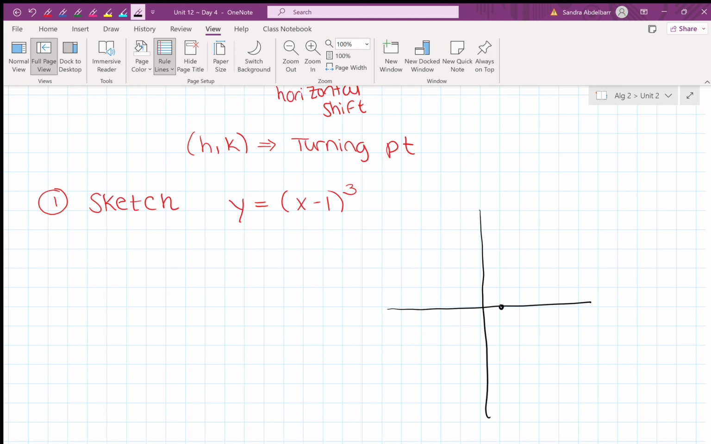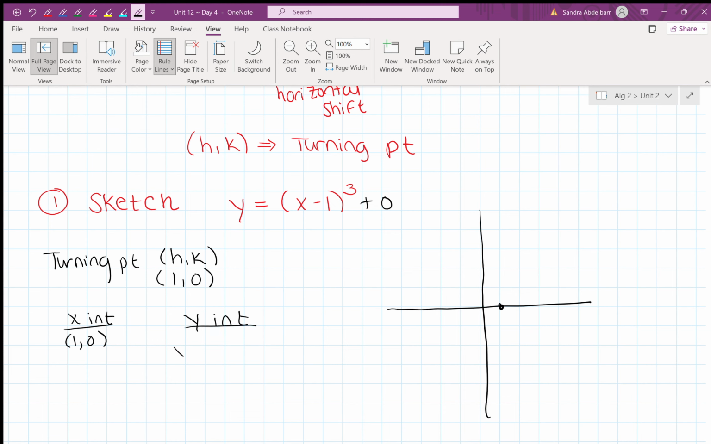So now here's my turning point. So remember, the turning point is h, k. We know our k is 0. So our turning point is 1, 0. Doesn't that also count as our x-intercept? Will there be a y-intercept? Yes. Let's talk about the y-intercept.